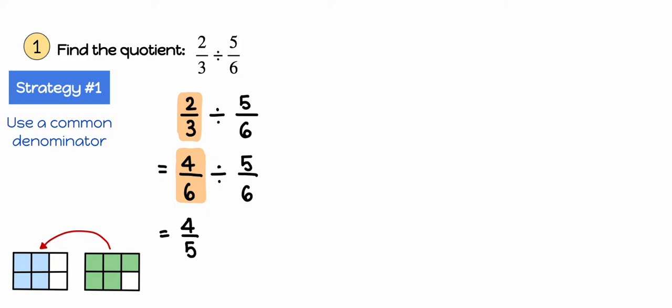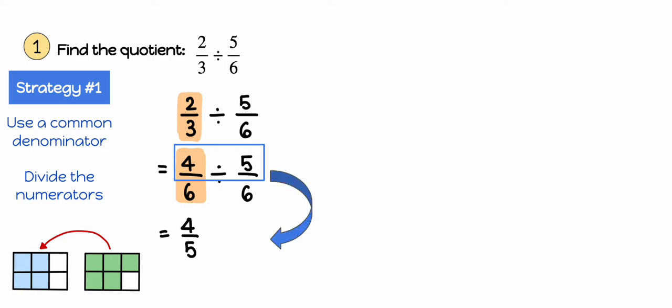And if we just look at the fractional part and not the picture, essentially what we're doing is dividing the numerators. We're doing 4 divided by 5, which is the same thing as saying 4/5. So that's our first strategy.